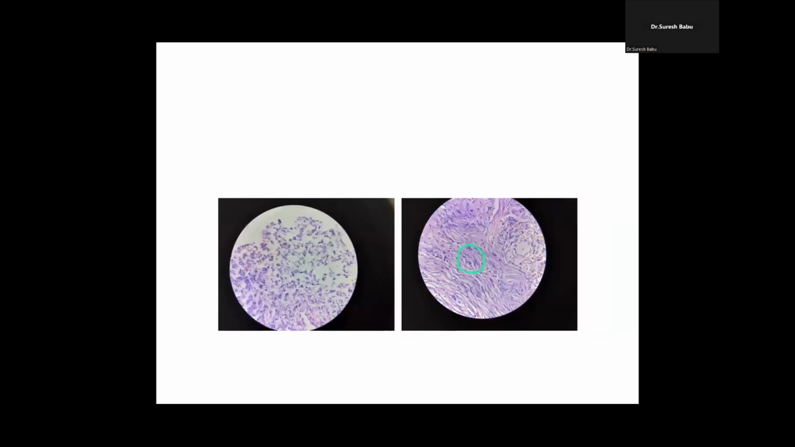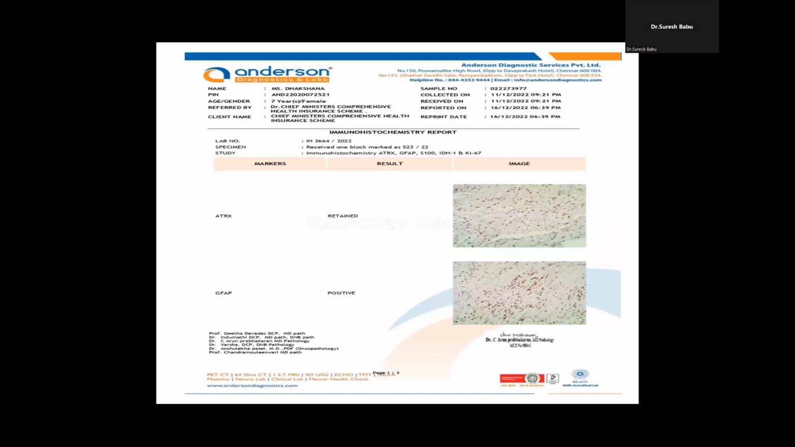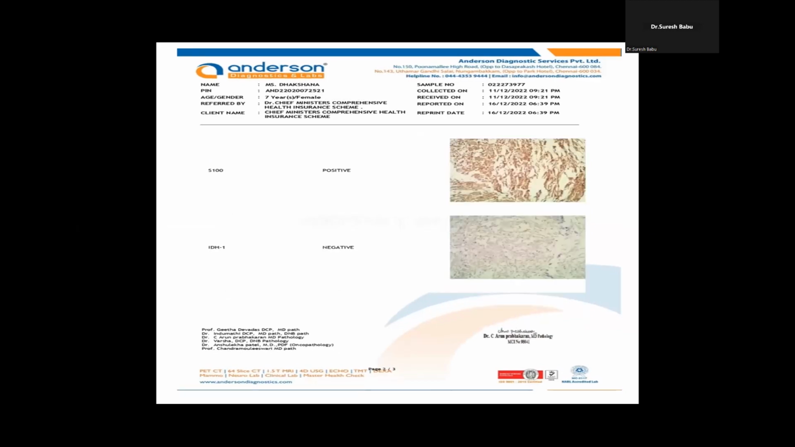So the biopsy is taken, sir. The pathology came as low-grade glioma, pilocytic astrocytoma. As we discussed, the cytoplasmic inclusion bodies as well as the Rosenthal fibers. And we have done IHC markers where GFAP is positive, sir.